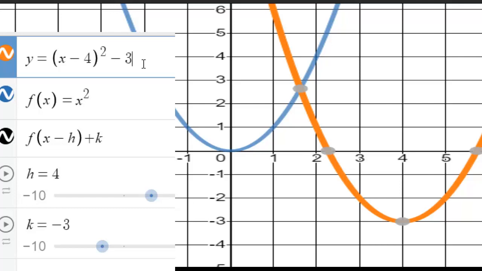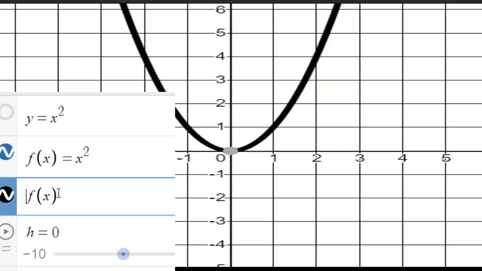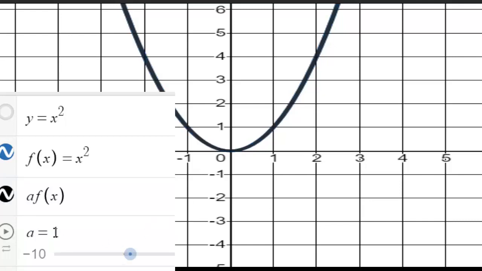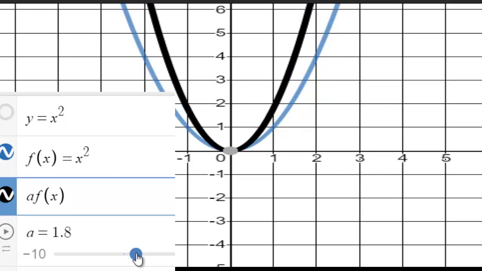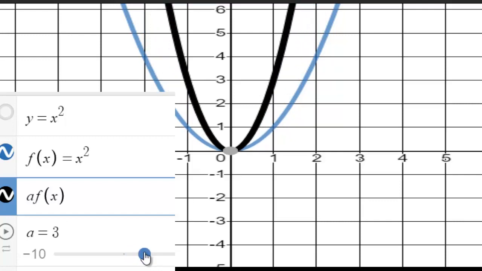Okay, so now we're going to look at dilations, which are stretches and compressions. I'm going to add an a variable out in front, and I'm going to add an a slider, and the a defaults to 1, which means this thing hasn't changed. It's the same as the parent. If I increase this a value, you'll see that the graph becomes more narrow. That's a vertical stretch, making all the y values get further away from the x-axis.